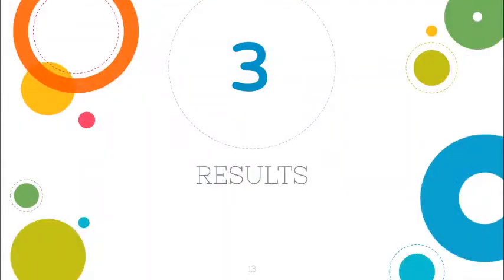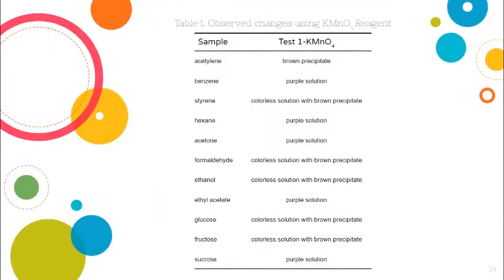Moving on to the results. For the first test using potassium permanganate reagent, the observed reactions were either a purple solution or a colorless solution with brown precipitate. The purple coloration is attributed to the presence of permanganate ions, and the brown precipitate indicates formation of manganese dioxide. The positive result for this test is the presence of brown precipitates, as seen in acetylene, styrene, formaldehyde, ethanol, glucose, and fructose.